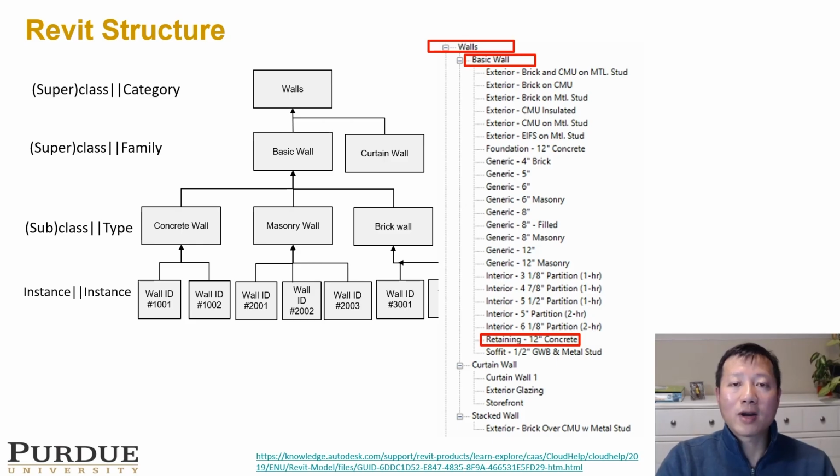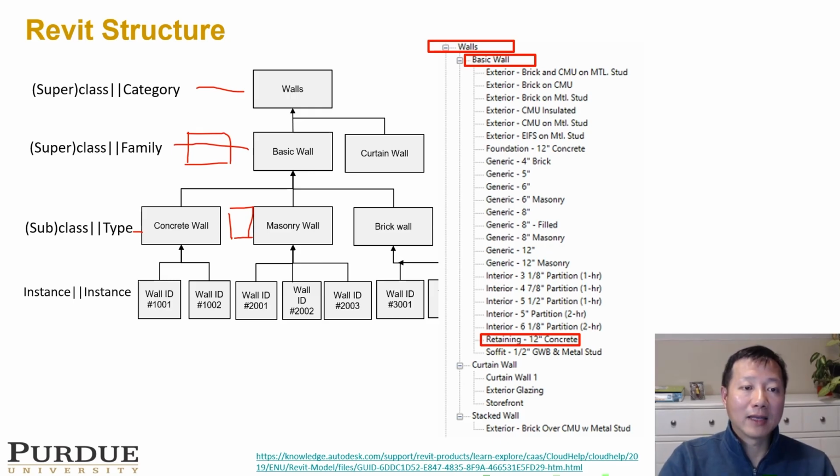So in the wall case, this level is category, this level is family, this level is type. When you create a specialization, you can create a specialization at the family level. You can also create a specialization at the type level, right? So the commonly used practice is always creating your specialization at the type level. For example, we can go edit the type and make a duplicate.